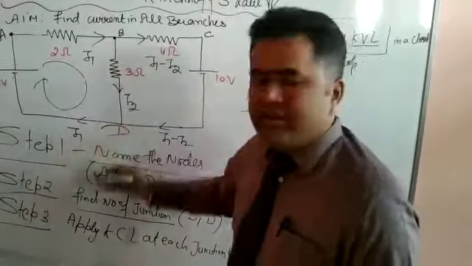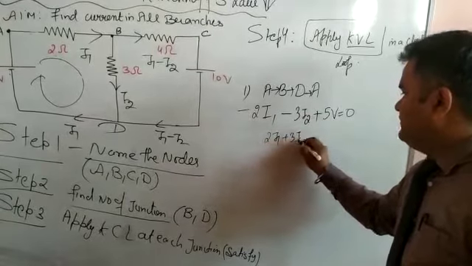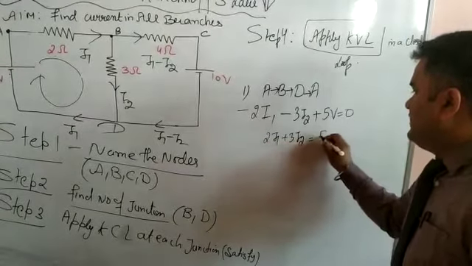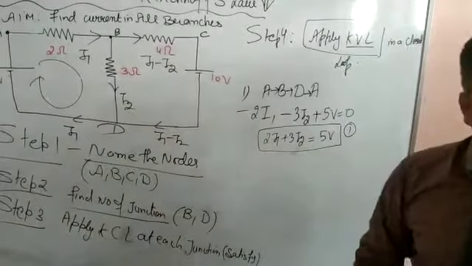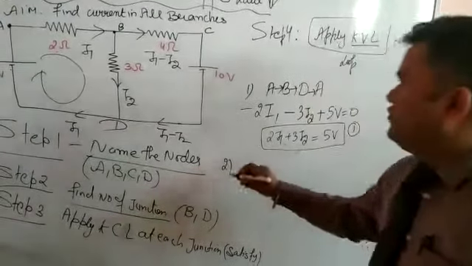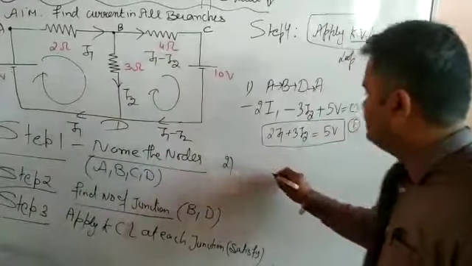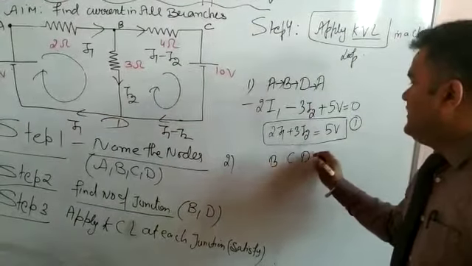Okay, now solve this equation. Take negative common. So this is the first equation. Mark it as number 1. Now the second loop you are taking is this one. B, C, D, B.